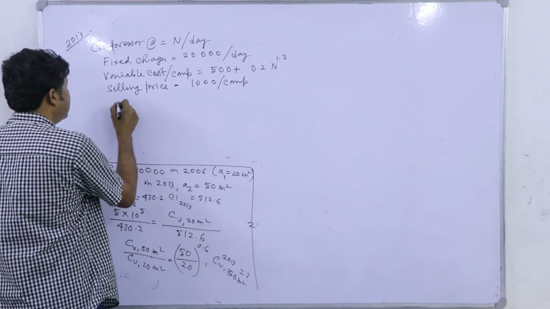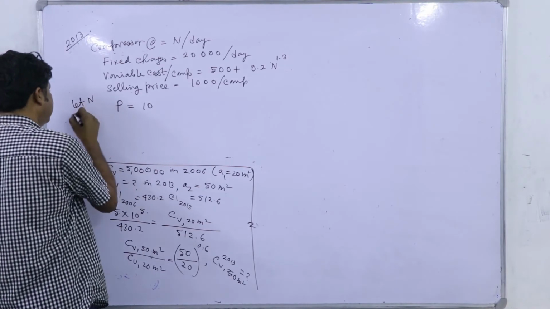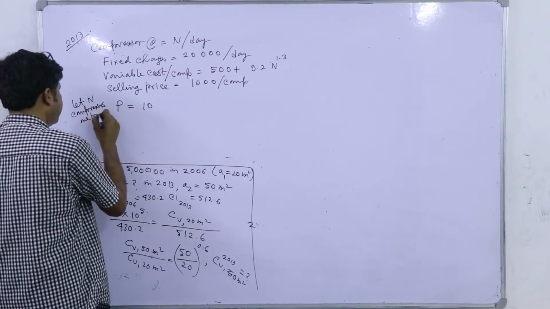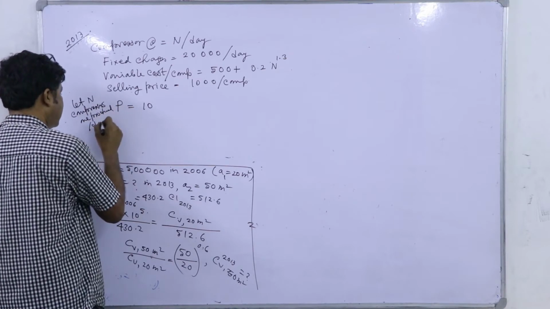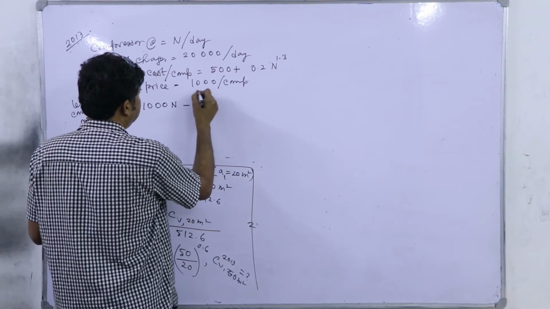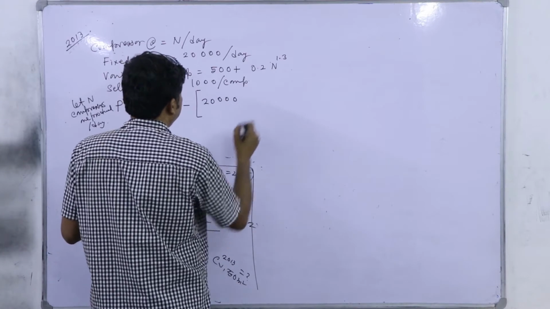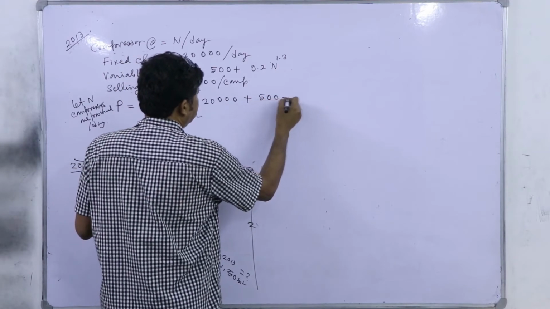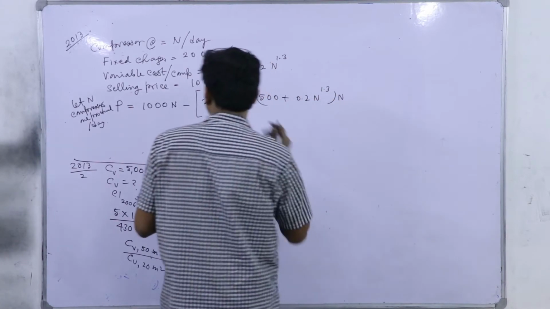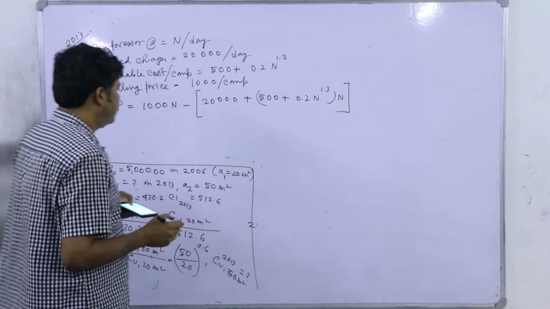daily profit. So, profit is, let n compressors be produced per day, then that n we have to determine. So, 1000 n minus cost. The cost is fixed charges, 20,000, plus 500 plus 0.1 n to the power 1.3 multiplied by n. Right. So, that is my objective function.